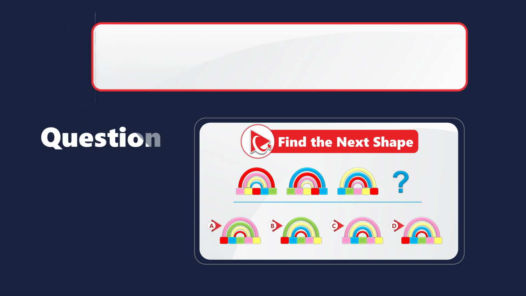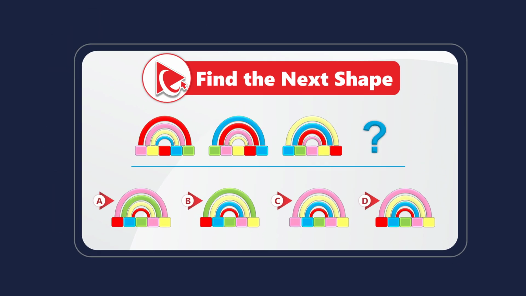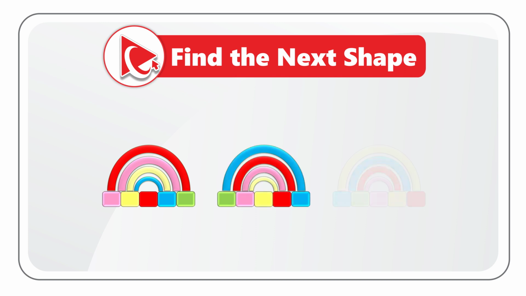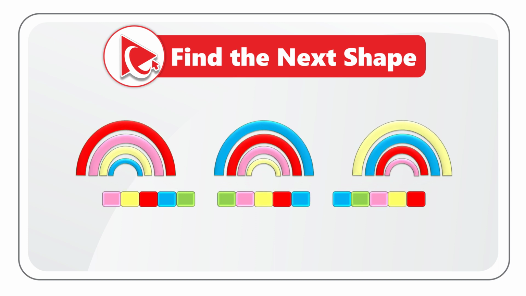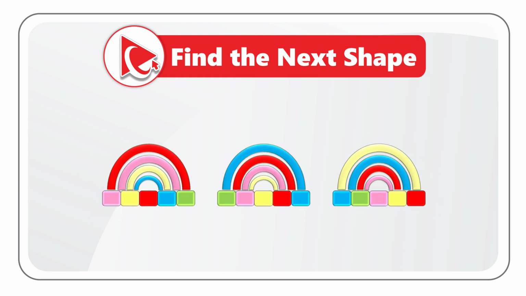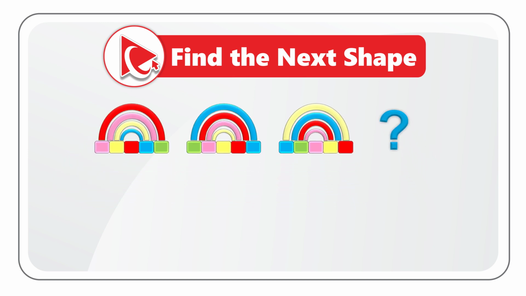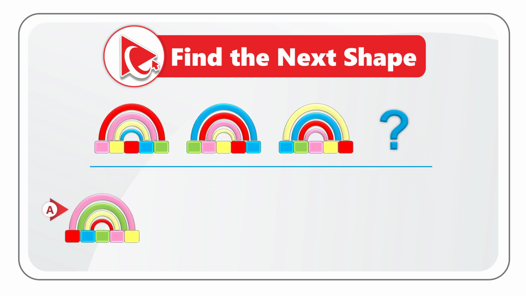Here's a very unusual question, which tests your analytical skills, pattern recognition skills, as well as spatial reasoning. You're presented with three very unusual shapes. You have a rainbow consisting of 4 sections on the top and then 5 squares at the bottom of this shape. Each shape has a unique set of different colors. You need to detect the pattern and based on that recognize shape number 4 out of 4 possible choices. Choices A, B, C, and D.